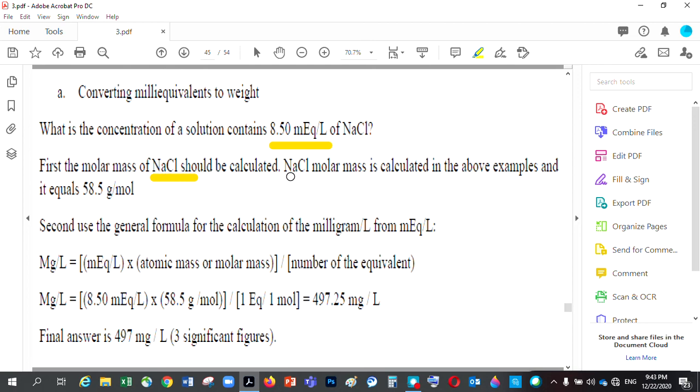The molar mass of sodium chloride, we did: sodium is 23, chlorine is 35.5, makes 58 gram per mole. That's the molar mass of sodium chloride, correct? Now we use the general formula, and this is the general formula here. Look at the general formula here.